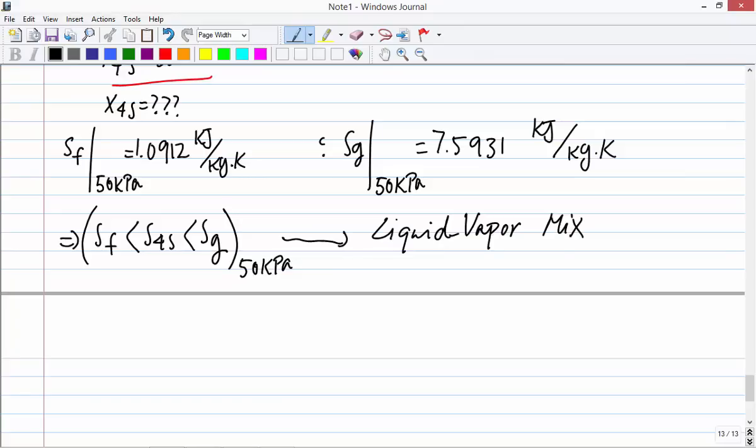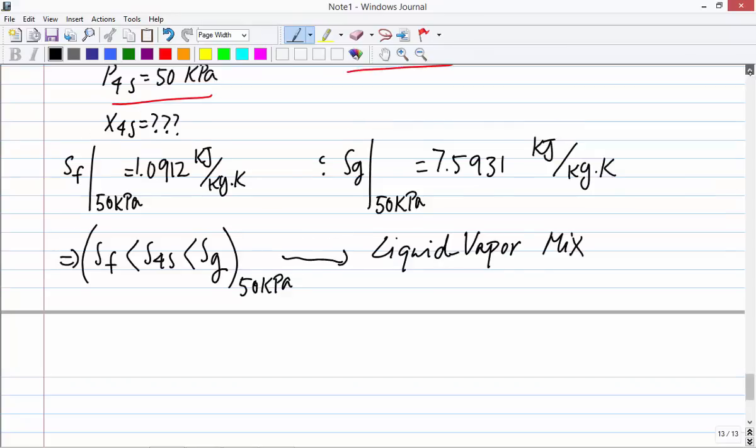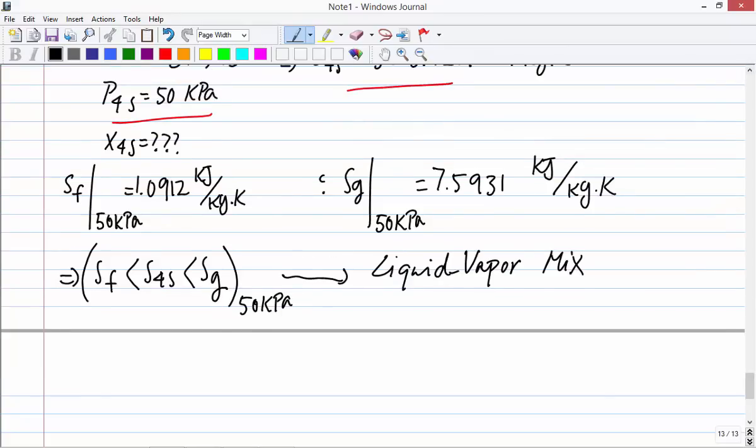But with numbers, you need to prove that the entropy at point 4s is right in between SF and SG. So that's a mixture. Then you can go to the next step and solve for X4S, which you can use. You should use this equation. Then you'll say, this is my entropy.